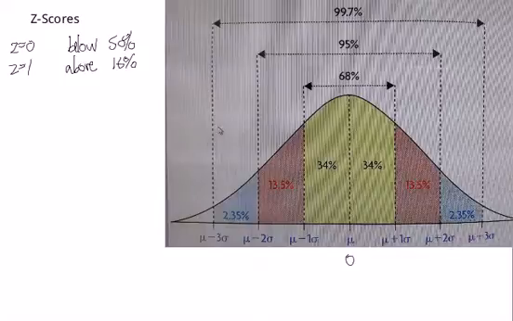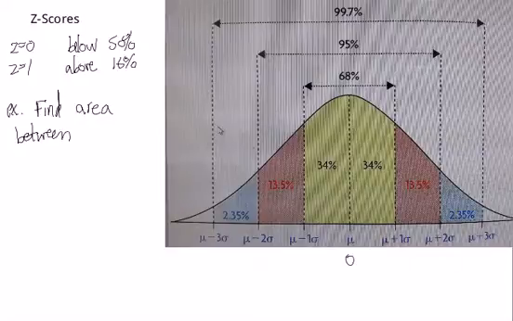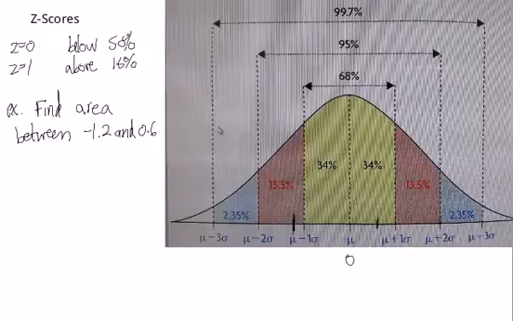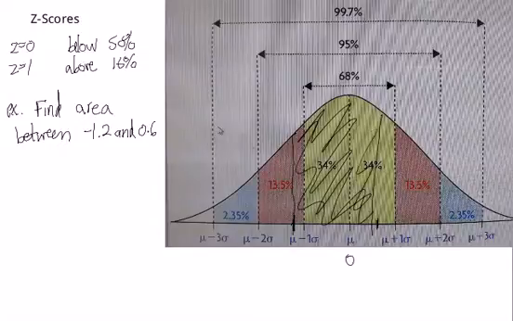So let's do an example where I say find the area between a z-score of negative 1.2 and positive 0.6. So on our graph, what we're looking for, 1.2 would be right about there, 0.6 would be right about there. So we're looking for sort of area in that shape there. It's probably going to be 50, 60%, something like that. But we can't figure out exactly based on the graph, so we're going to have to do something different.